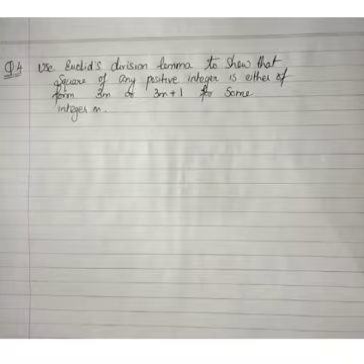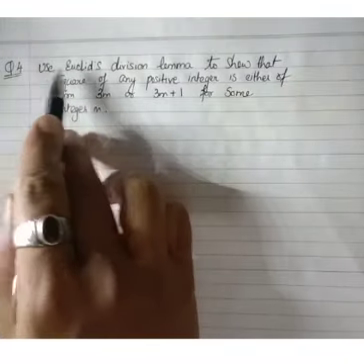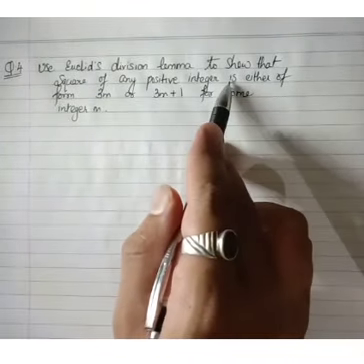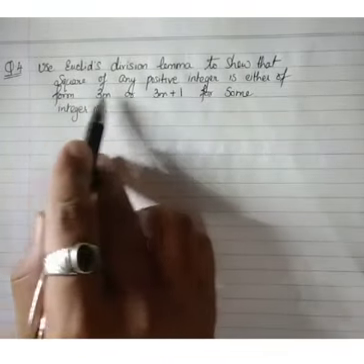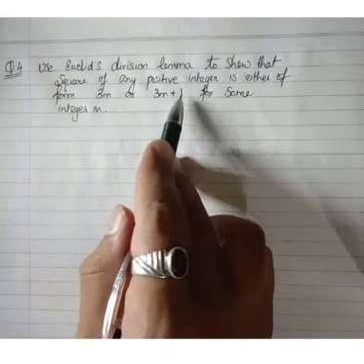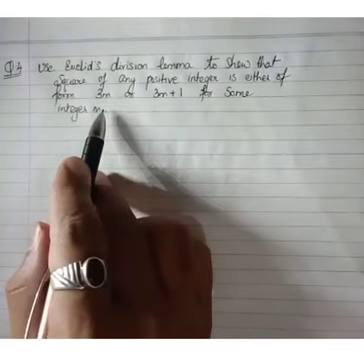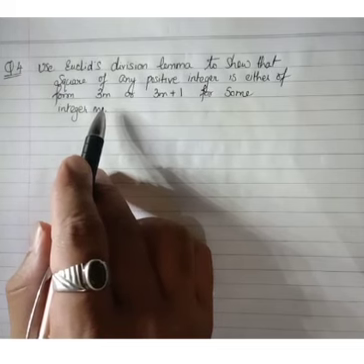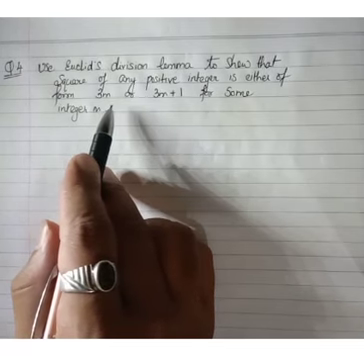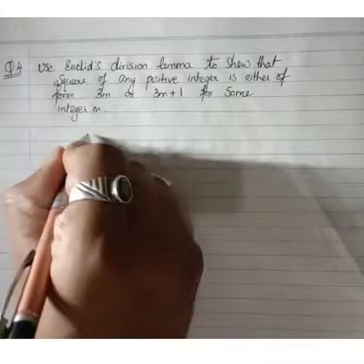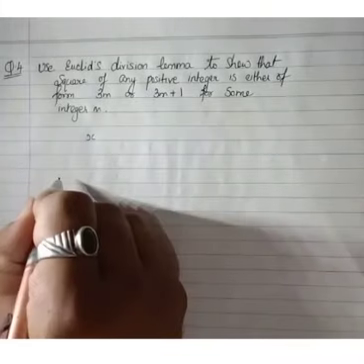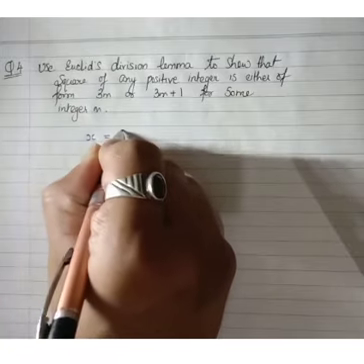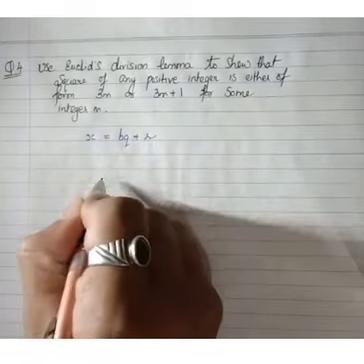Now coming to question number 4. It is given: use Euclid's division lemma to show that the square of any positive integer is either of the form 3m or 3m plus 1 for some integer m. In the hint section it is given to take x as any positive integer. Suppose x is any positive integer, then it can be written in the form bq plus r.